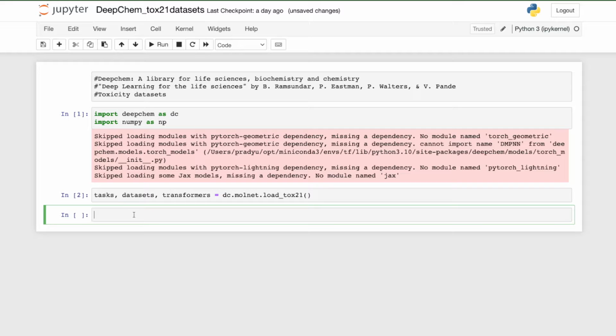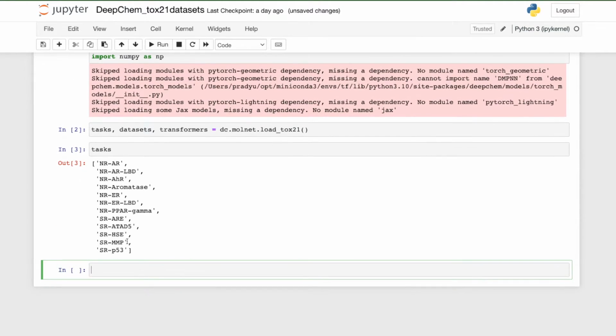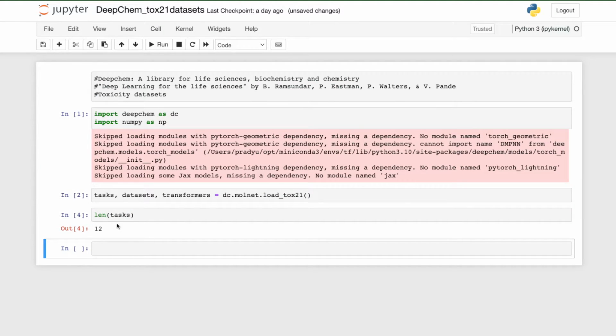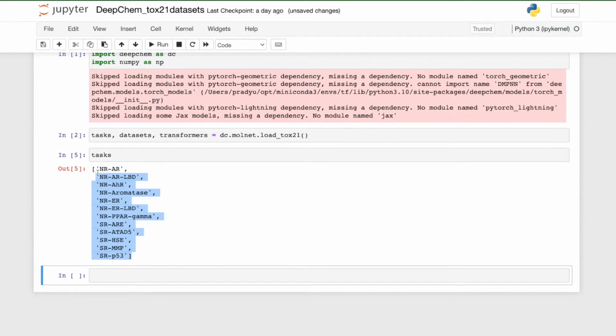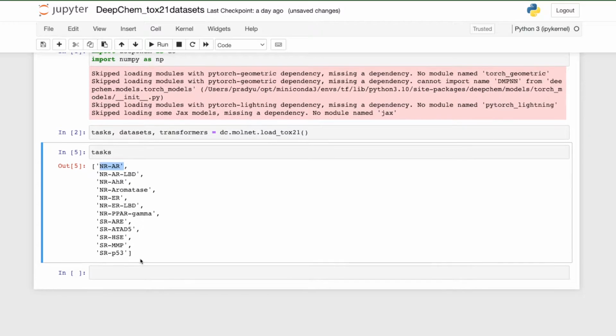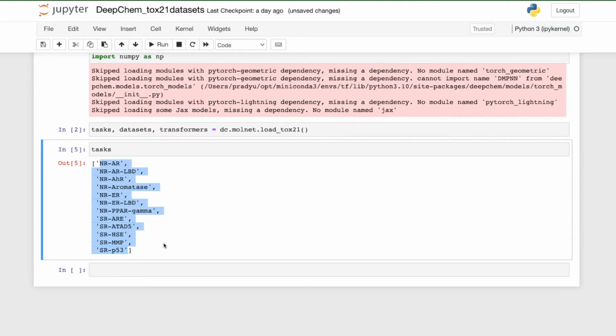So let's load. You can see here, if I put tasks, we got these 12 tasks. You can see the length of the tasks as well. We got 12 tasks. What are these tasks? These are 12 biological assays upon which each molecule is being tested. We are trying to see which of these assays the molecule binds to, creating a toxic impact. These are the 12 assays that are going to have some values for each one of these molecules.